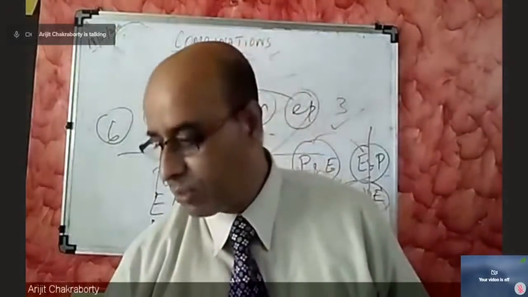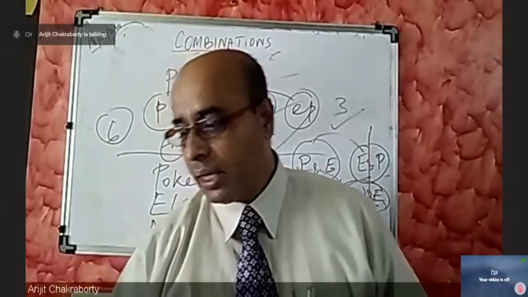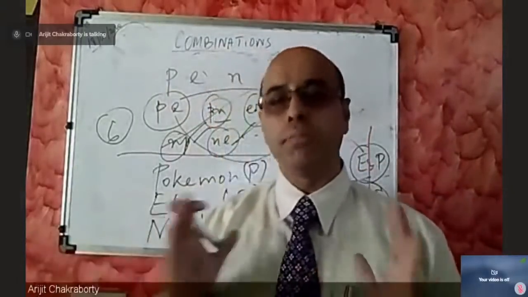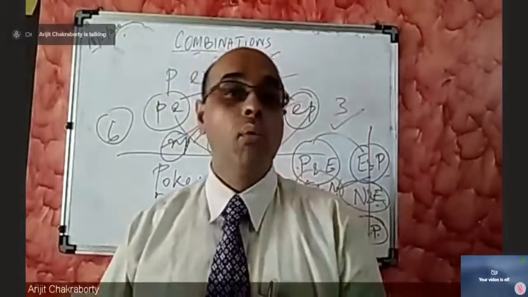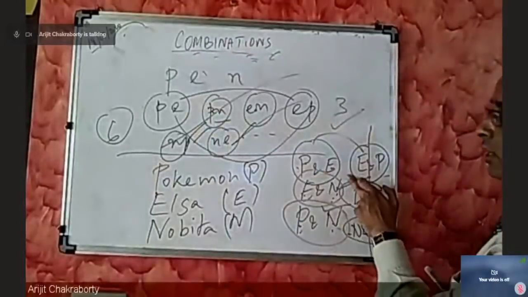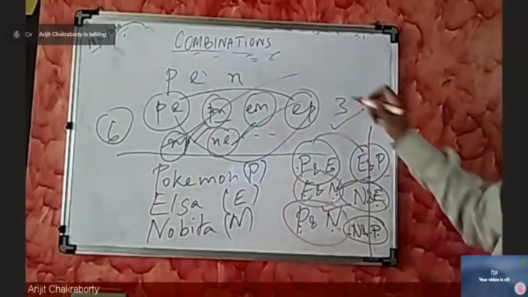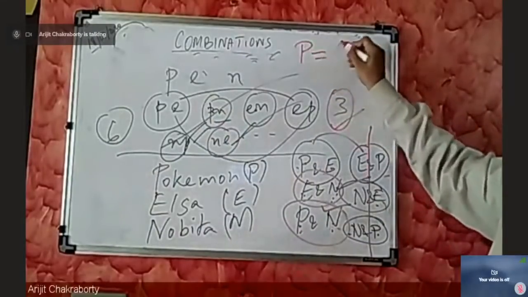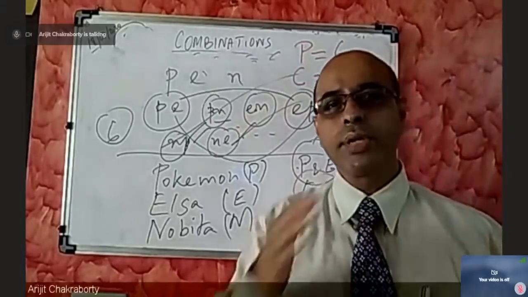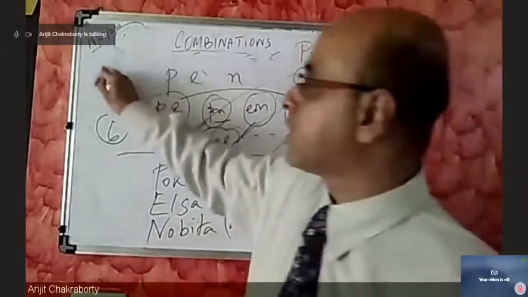Therefore, we will now move into what combinations are. You can understand that combinations means the same thing, an arrangement of objects into groups where the order is not relevant. We saw here Pokemon and Elsa, Elsa and Pokemon. The order does not matter, so we have taken only three. So for permutation it will be 6 in this example, but for combination it is only 3.